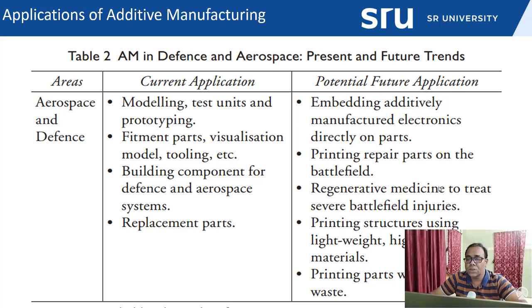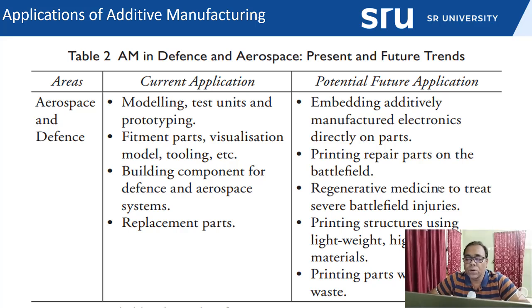So the alternative is that you have to manufacture the part somewhere else, and then from there it can be transmitted to where the application area will be. Similarly, it can be used for regenerative medicine to treat several battlefield injuries. Similarly, printing structures using lightweight materials having the highest strength to weight ratio. Similarly, parts with minimal waste also, because in this process wasting of the material is very minimized.